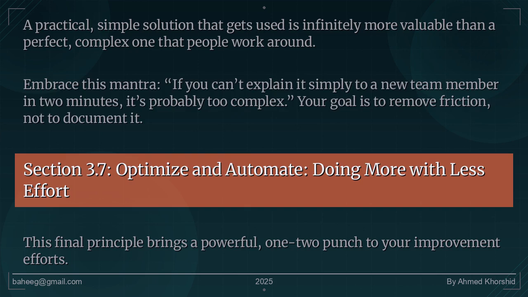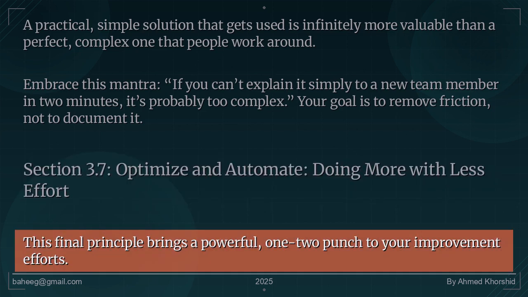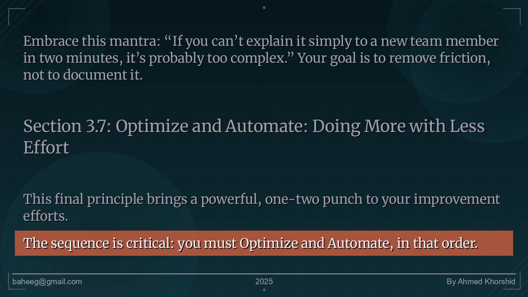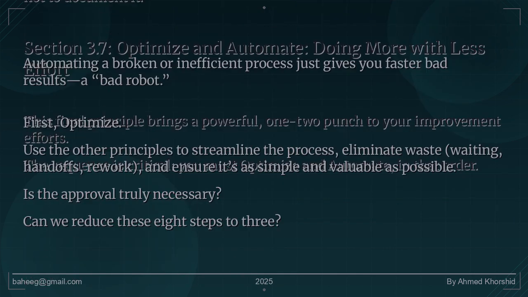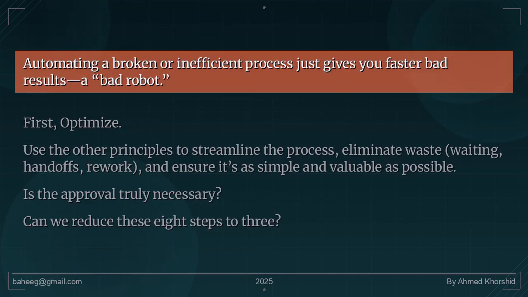Section 3.7. Optimize and automate, doing more with less effort. This final principle brings a powerful, 1-2 punch to your improvement efforts. The sequence is critical. You must optimize and automate, in that order. Automating a broken or inefficient process just gives you faster bad results, a bad robot.